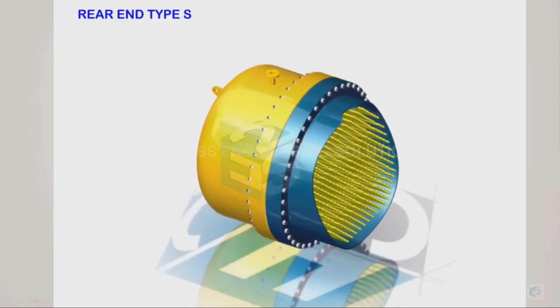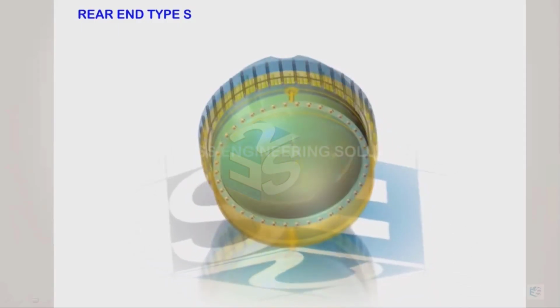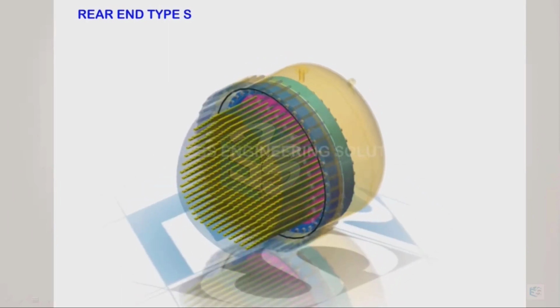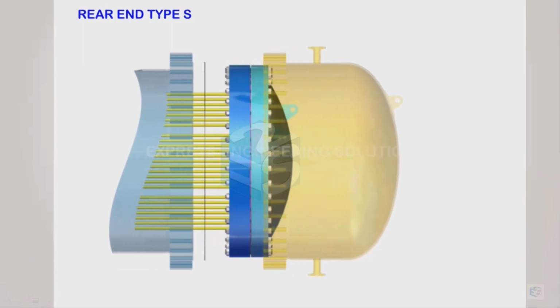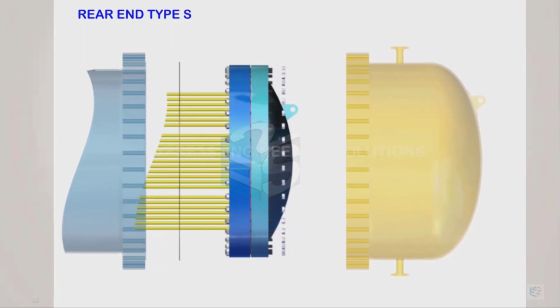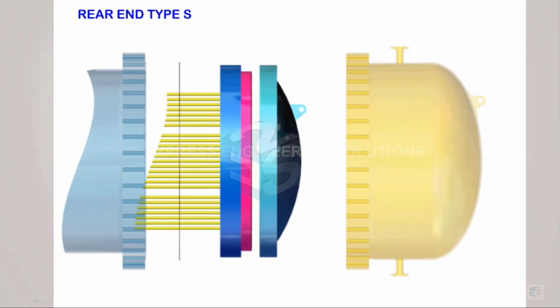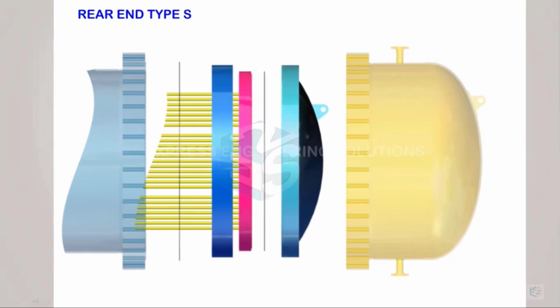So let's have a look at how it will look in 3D animation. So we have removed the shell side assembly, right? Now we have to look at the floating head arrangement. This is the split ring, the blue one. This light blue one represents the floating head. So this represents the tube sheet. This is the floating head. This is the split ring.